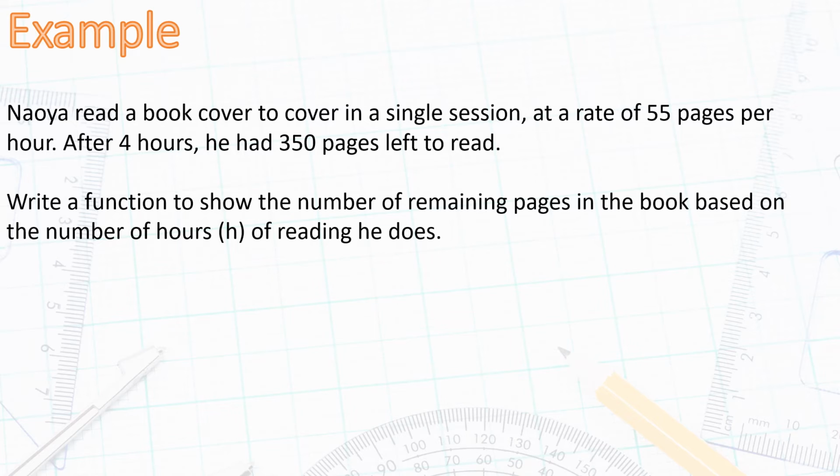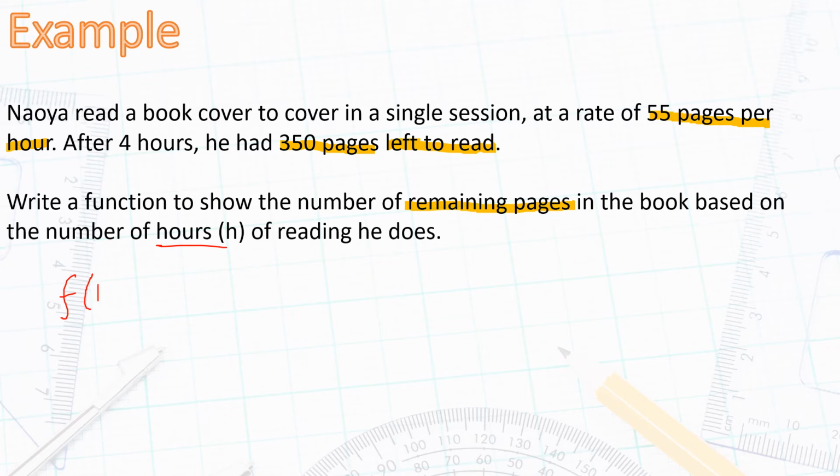All right, let's see how we did. So important information here: reads at a rate of 55 pages per hour, and after 4 hours, he had 350 pages left to read. So it hadn't read 350 pages, had 350 pages left. And we want a function to show the number of pages remaining. So if we are reading pages, we are subtracting from the number of remaining pages in the book. Does that make sense? So you have 100 pages, you read 55, now there's 45 left. We did some subtraction there. So we're going to be doing the same thing here, and we're using h for hours.